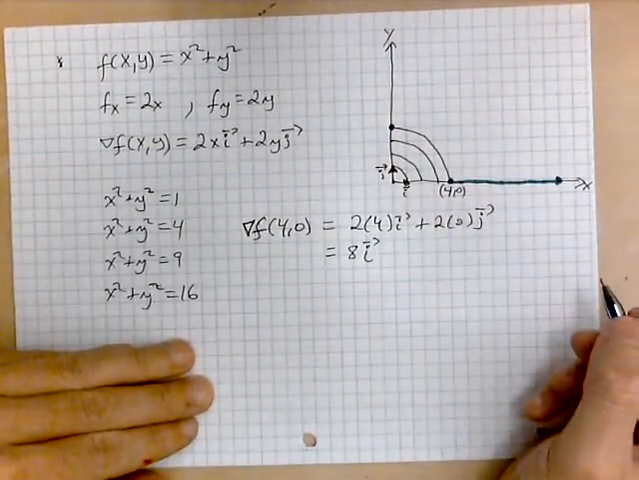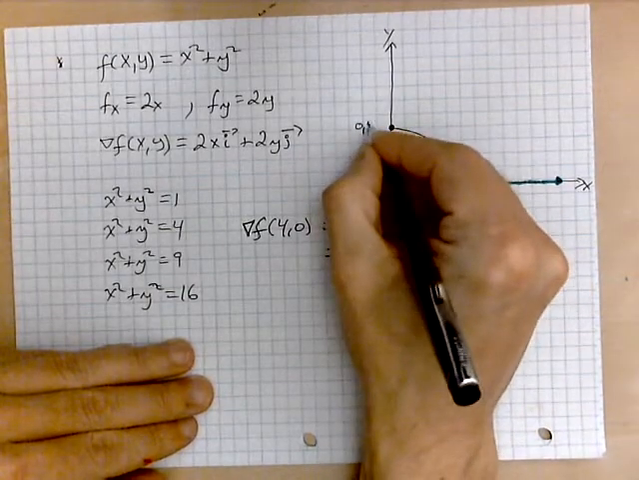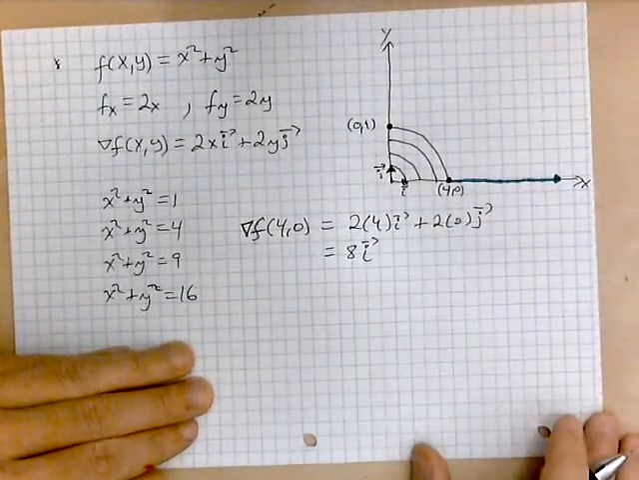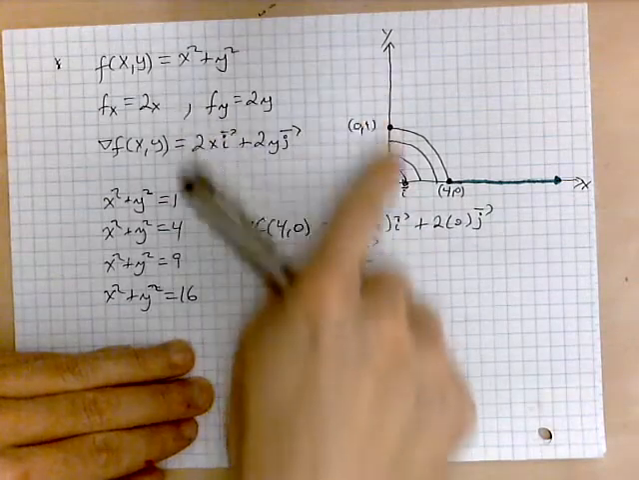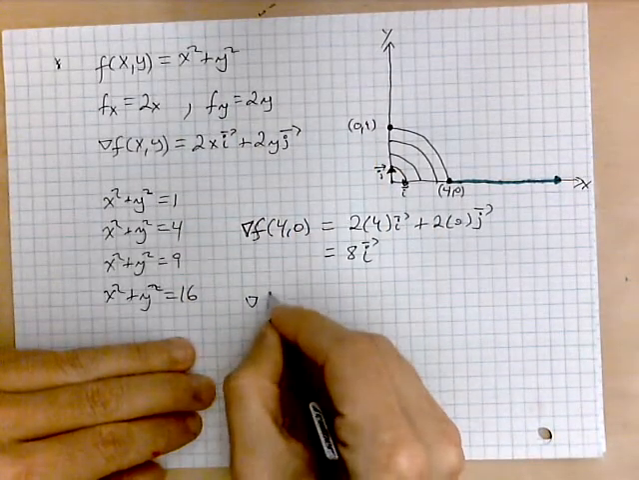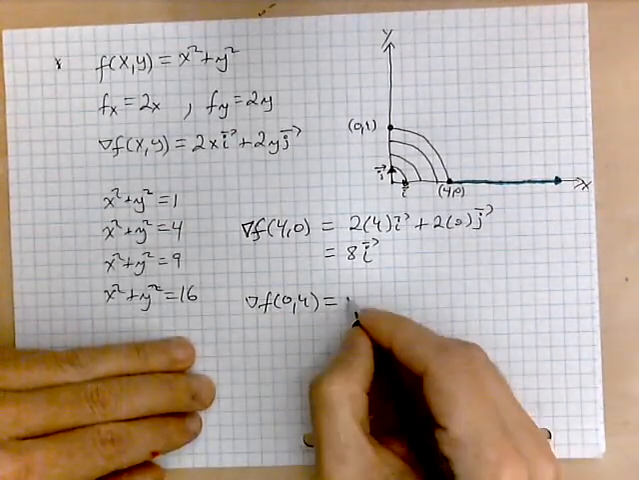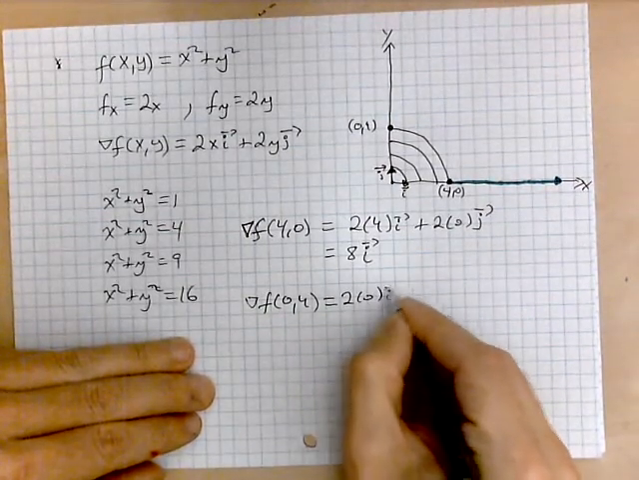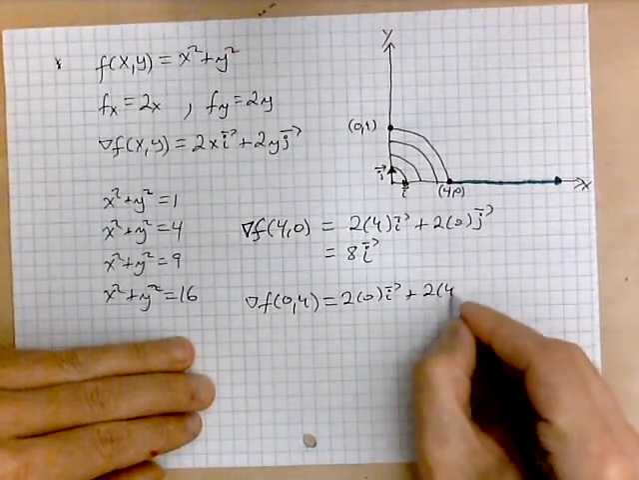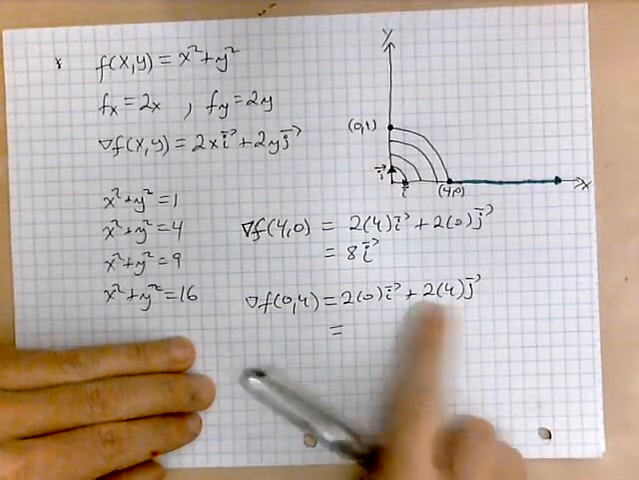Okay, let's evaluate it at the point here. So this is now 1, 2, 3, 4, or 0, 4. Let's see what the rate of change of the function is along the y-axis here at the point 0, 4. So the gradient of f evaluated at the point 0, 4 is 2 times 0i plus 2 times 4j. This is simply 8j.